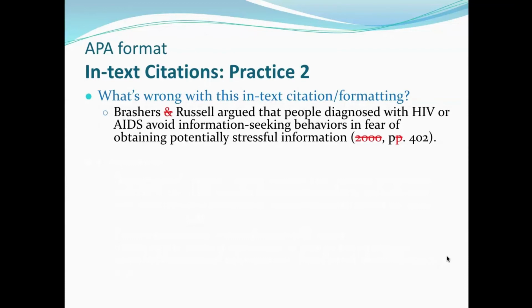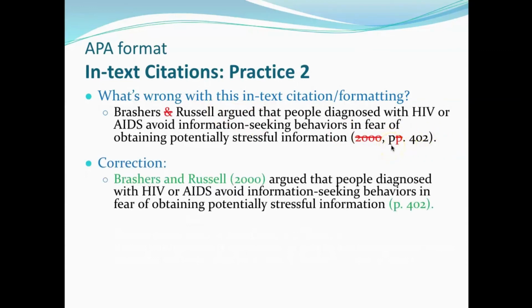So here are the 3 mistakes. When there's 2 authors and they're used as words in the sentence, then "and" should be spelled out instead of using the ampersand symbol. Also, the year should always stick together with the name. So the year should be up here in parentheses, 2000. And we didn't need 2 P's here because it's not a range of pages. It's only 1 page, 402. So we just need 1 P.